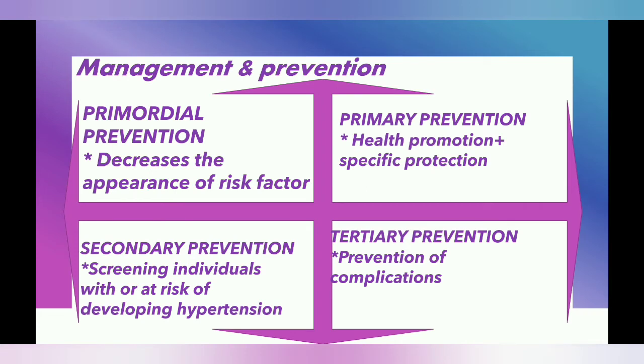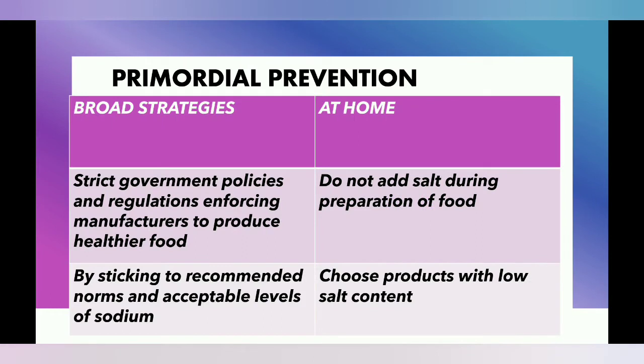Management and prevention: there can be 4 steps. They are primordial prevention, primary prevention, secondary prevention, and tertiary prevention. Primordial prevention decreases the appearance of risk factors. Primordial prevention can be of two types: broad strategies and at home. Broad strategies include strict government policies and regulations enforcing manufacturers to produce healthier food. So at home, do not add salt during preparation of food and choose products with low salt content.